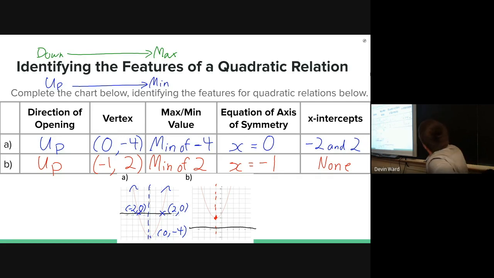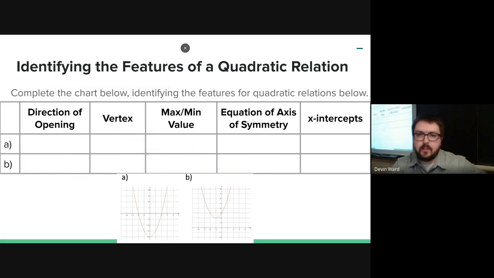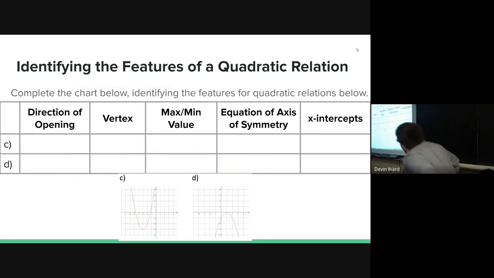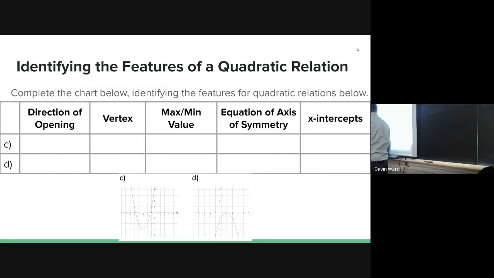All right, so we'll take up the rest of them now. So we did A and B. For C and D, does C open up or down? Up. Good.